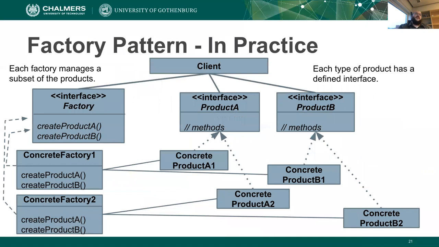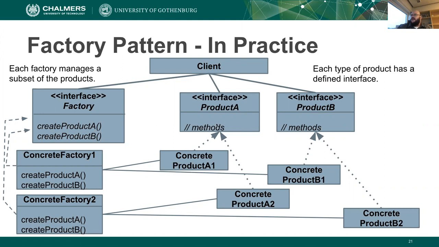So what does this look like in a more general form? This is a little messy with the arrows, but let's go through it. We have a client, right? And the client is concerned with factories and products. That's just any code that needs to deal with the products we create and the creation of those products. For each product type we build, we have an interface that states the operations that can be assumed of that type of product.